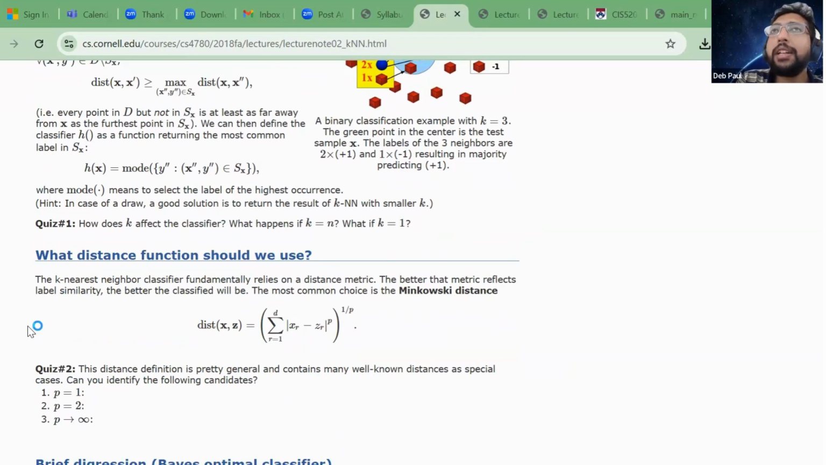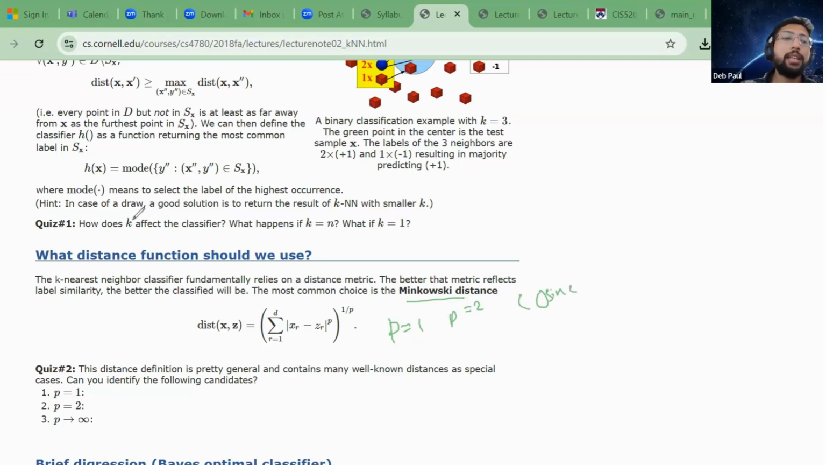Whatever you define the distance as will actually matter a lot. There are some good choices of distance. Usually the Minkowski distance is also called the P norm. These are the most followed, and most of the time we choose P equal to 1 or P equal to 2. Most of the time people will use P equal to 2, or they will use cosine, right?